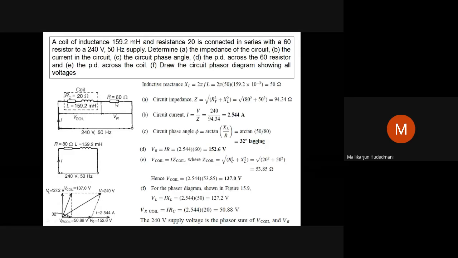I have to find net resistance. There is only one inductor. What is the inductive reactance of that? I have to calculate. Therefore, total resistance square plus total inductive reactance square inside a square root gives me impedance.